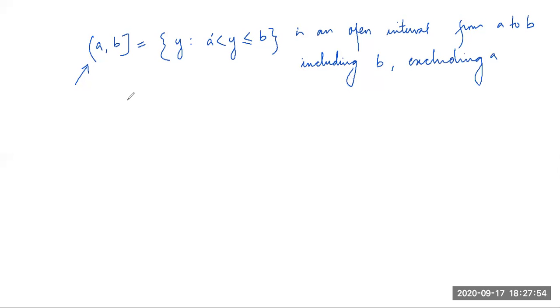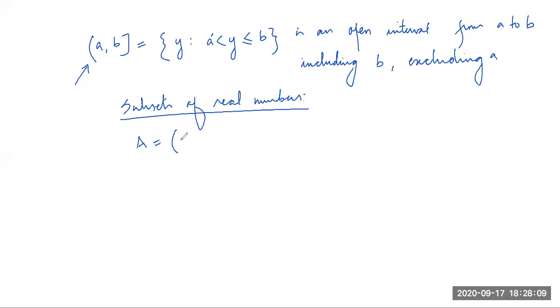All right. So see this. More subsets of real numbers. So let's say, students, A is equal to the interval minus 3, 5. Now B is equal to the interval minus 7, 9.